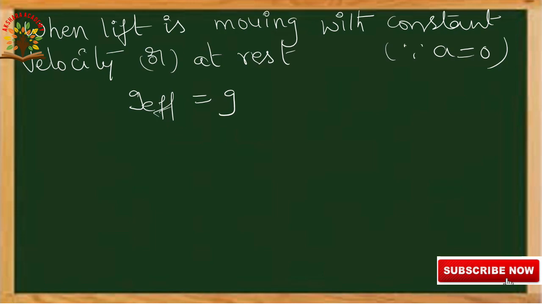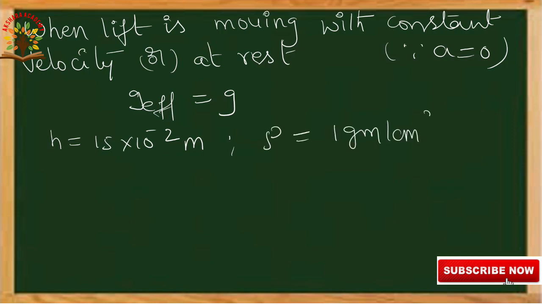Now let us go to the solution. In this question, they have given h is equal to 15 into 10 to the power of minus 2 meters and rho is equal to 1 gram per centimeter cube. We are converting into kilogram per meter cube by multiplying by 1000, so it is 1000 kilogram per meter cube.